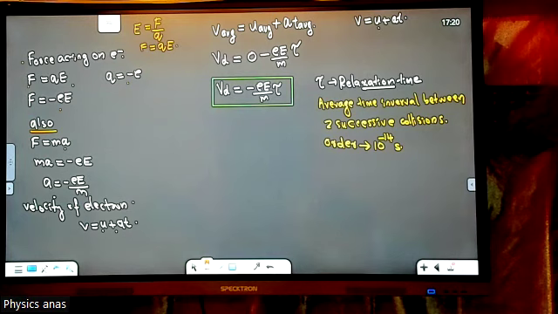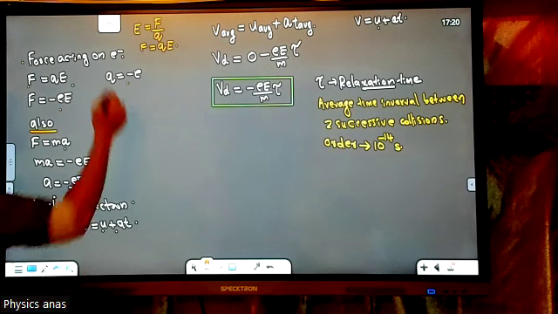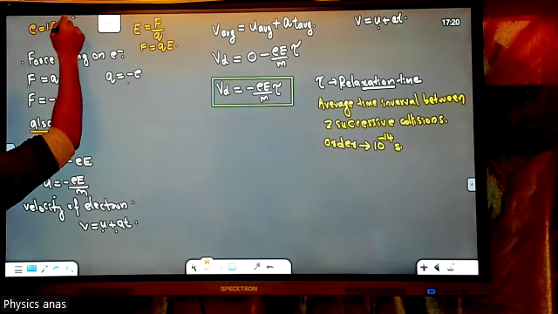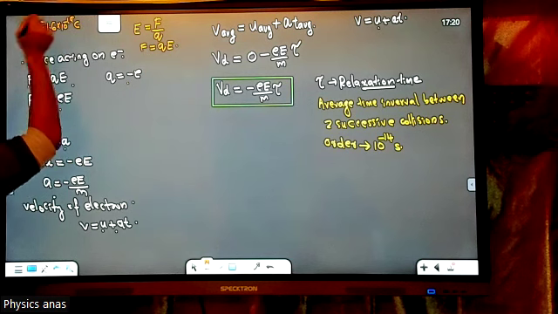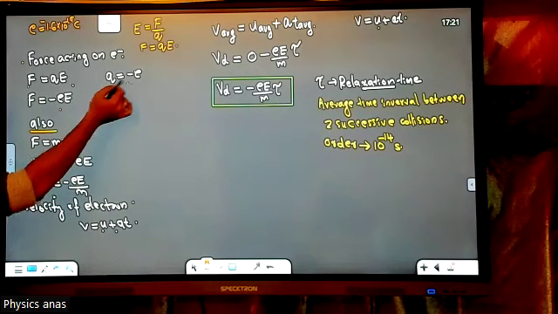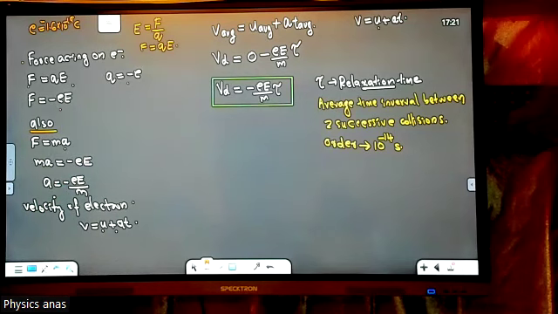What is Q? Q is charge. What is the charge we are talking about here? That's the charge of the electron. What is the value of e? The value of e is 1.6 into 10 raised to minus 19 coulomb. If you are writing minus e, then that will be minus 1.6 into 10 raised to minus 19 coulomb. That's the negative charge of an electron. Q is equal to minus e, then F is equal to minus eE.